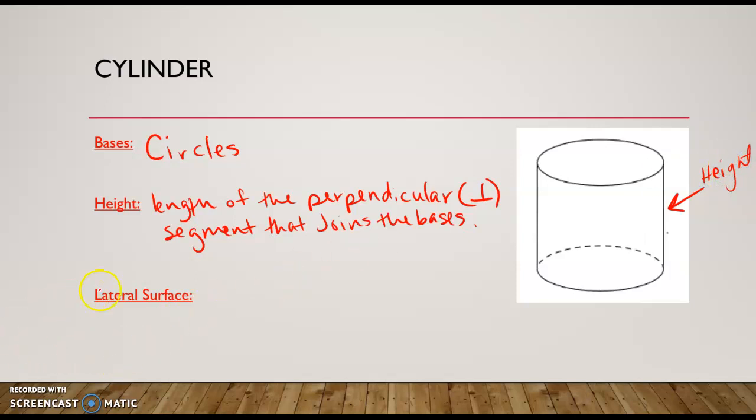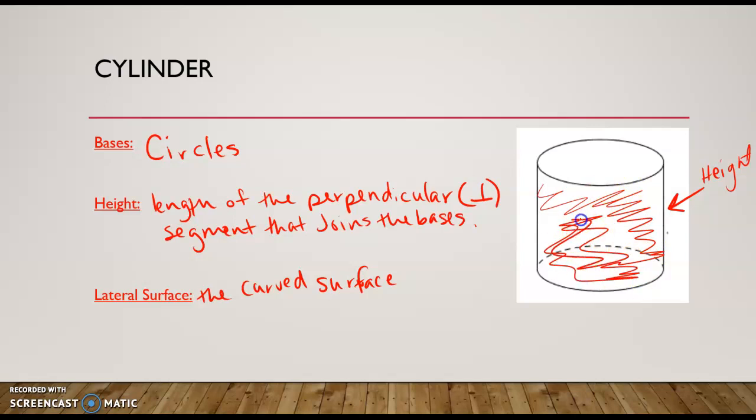All right, and then the lateral surface is the curved surface. So in that case, that is all of this all the way around. If you're actually looking at a cylinder, it's the space in between, whereas the bases are your two circles. So if we think of a cup, the opening of the cup and the bottom of the cup are our bases, and the walls of the cup would be our lateral surface.